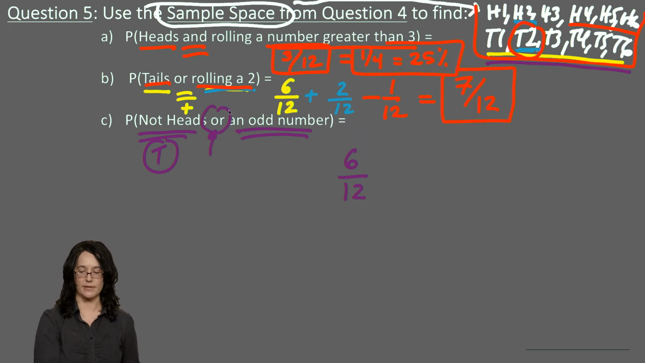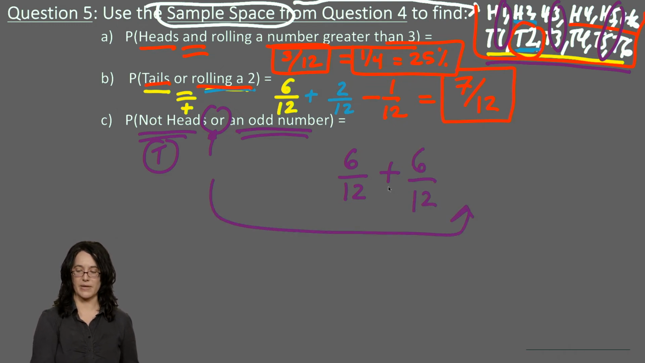Or means add. And getting an odd number was how many ways? Should be half of them, right? You could get a heads with the 1, tails with the 1, heads with the 3, tails with the 3, heads with the 5, tails with the 5. So that's 6 possibilities as well, 6 out of 12. But with or, what do we have to do as well? So we add, but we also subtract any overlap.